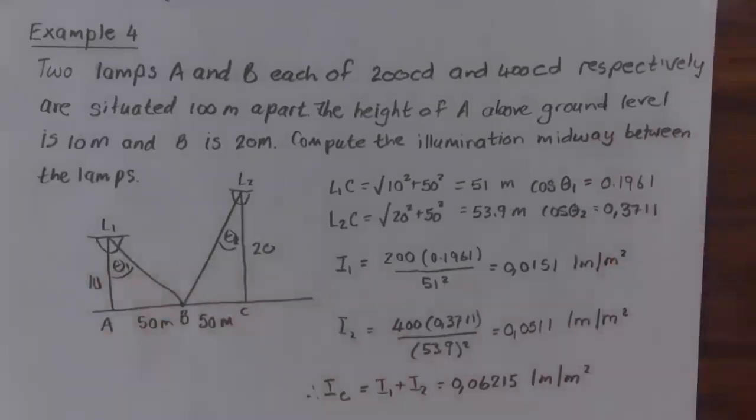Then if we look at two lamps, A and B, of 200 candelas and 400 candelas respectively, situated 100 meters apart. The height of A above the ground level is 10 meters and that of B is 20 meters. Compute the illumination midway between the lamps.